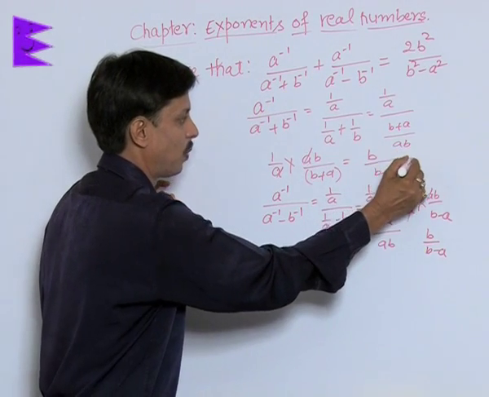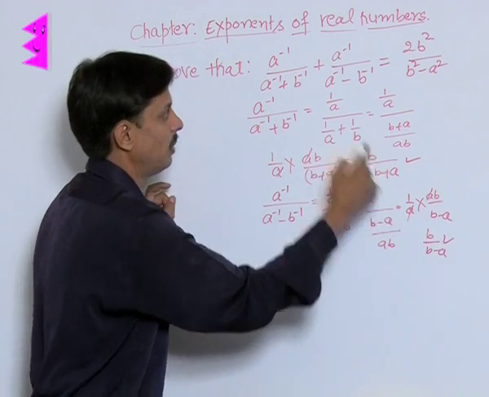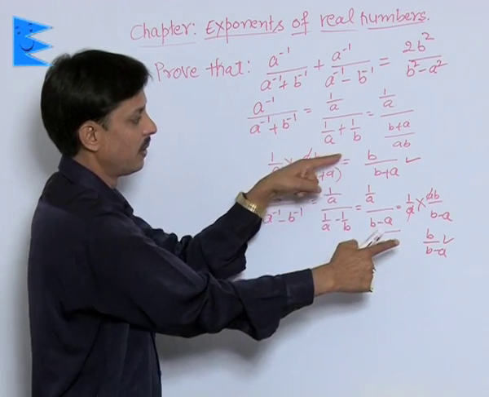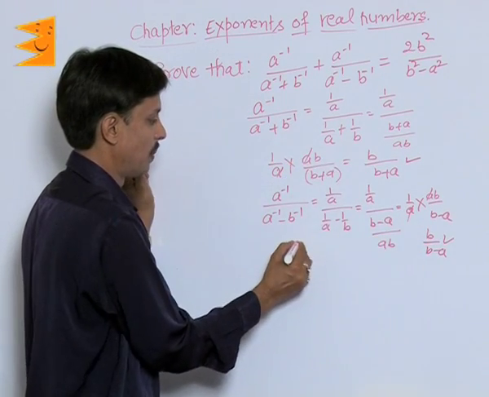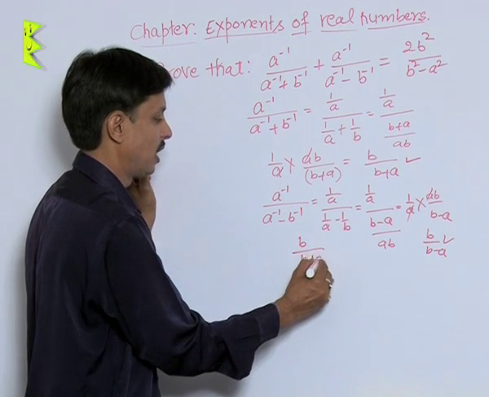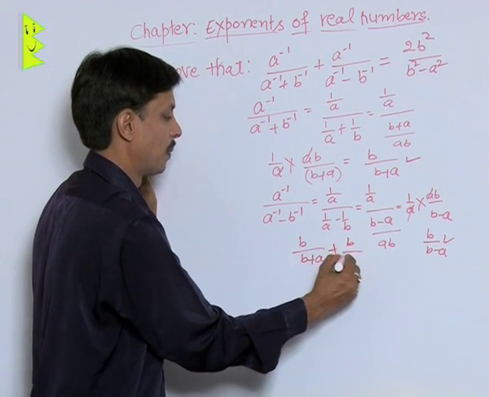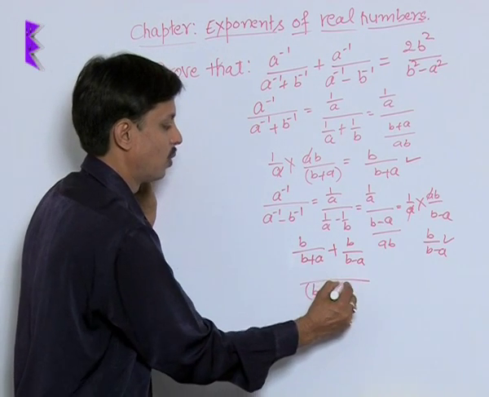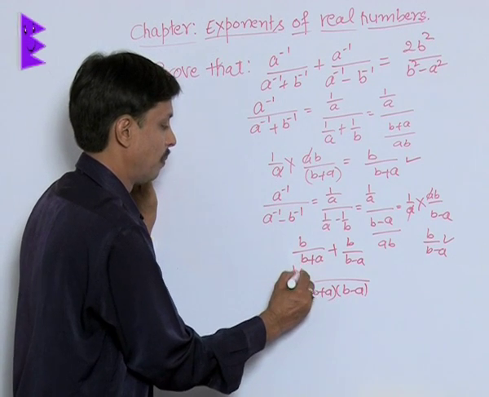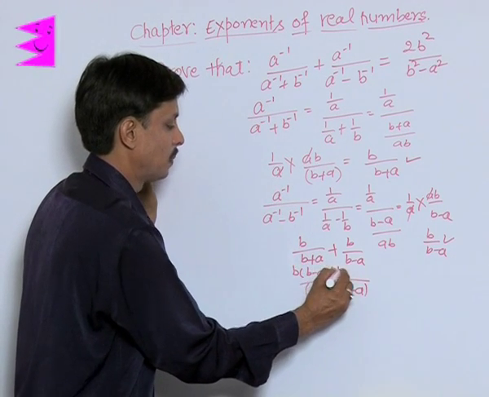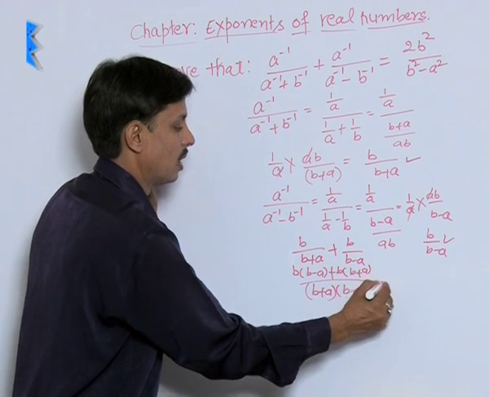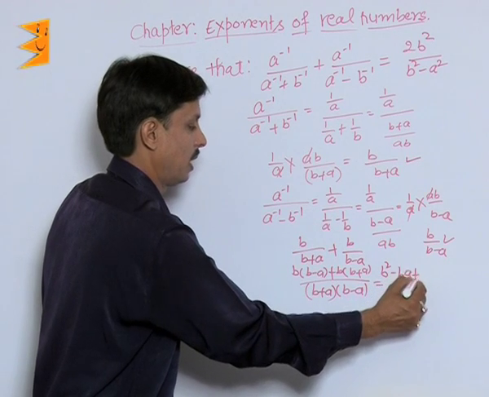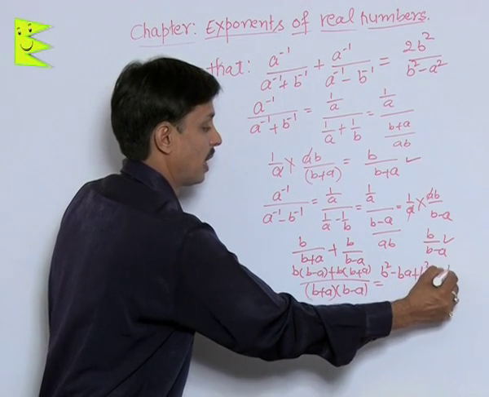This is the simplified form of the first term. This is of the second term. The sign in between these two is positive. So now I want to add this and this. So this becomes, first b upon b plus a plus second b upon b minus a. Their LCM becomes b plus a into b minus a. The numerator becomes b into b minus a plus b into b plus a. This comes out to be b into b as b square minus ba plus b square plus ba.